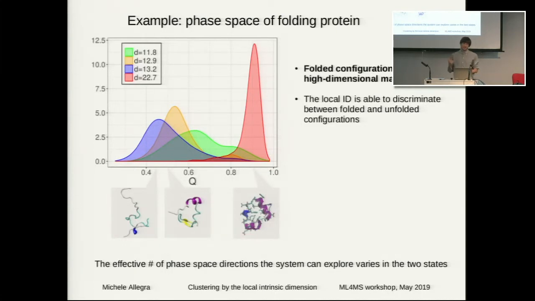What we found is that the folded configurations essentially all lived in a manifold with high intrinsic dimension, while the unfolded configurations were assigned to the manifolds of low intrinsic dimension. So essentially our scheme is able to find the folded configurations as the points that are living in this high dimensional manifold.